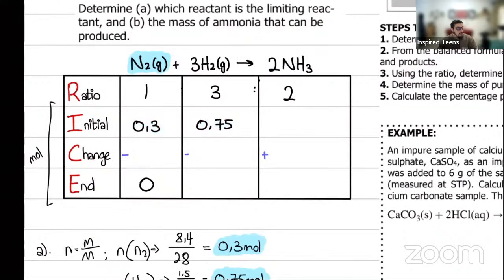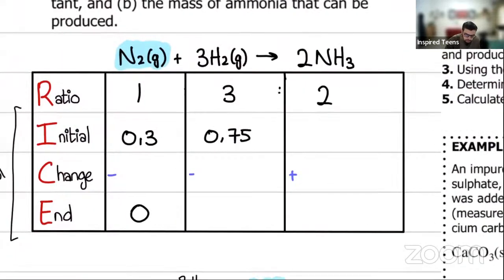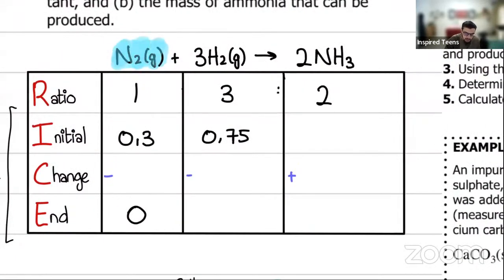The next thing we were busy with is trying to determine which is the limiting reagent. And I told you we are going to use trial and error. So first, we're going to assume that one of them is the limiting reagent, and I am assuming that nitrogen is the limiting reagent. Why are we putting 0 by end? We are putting 0 by end because we are assuming that N2 is the limiting reagent, and the limiting reagent will always end in 0. So if we start off with 0.3 moles and we end off with 0 moles, how much did we use? Of course, we used all of it. That's why we would have to subtract 0.3 moles in the change.